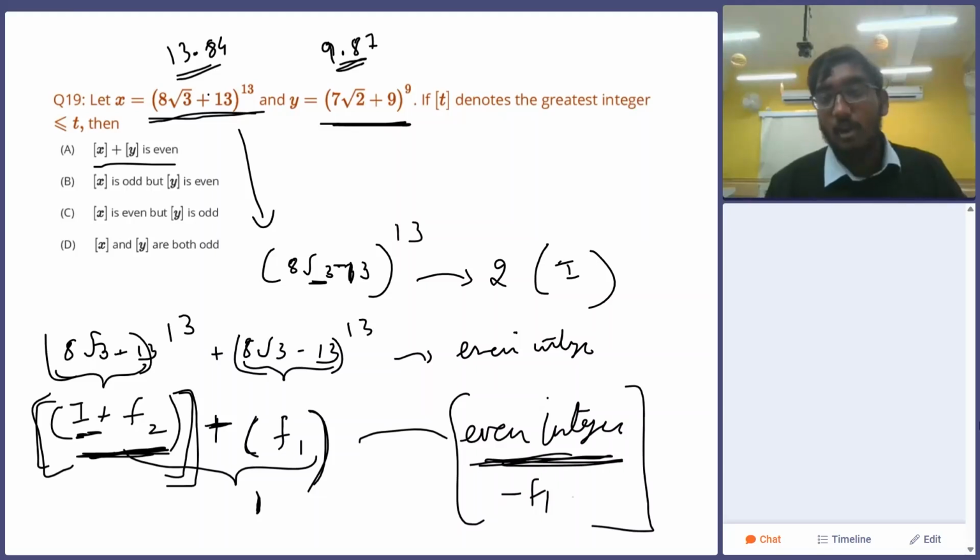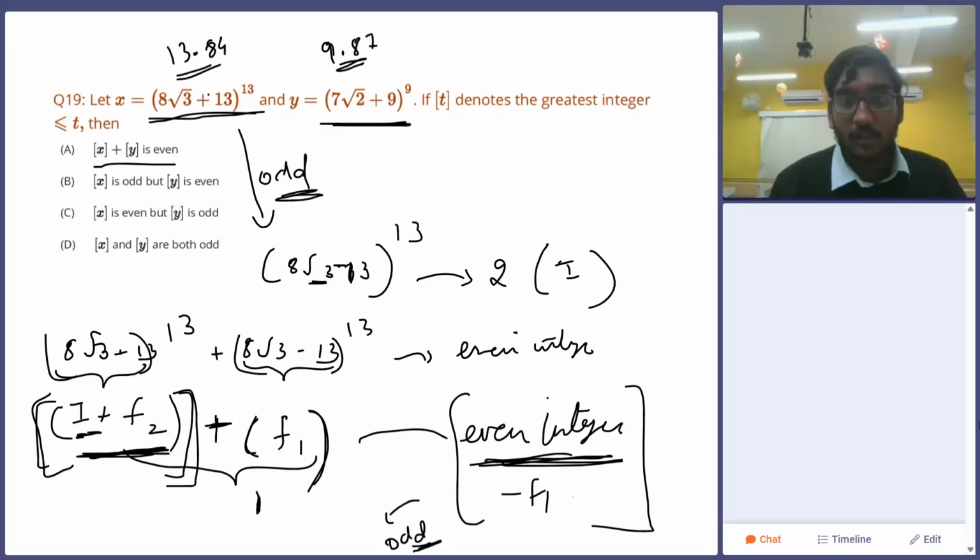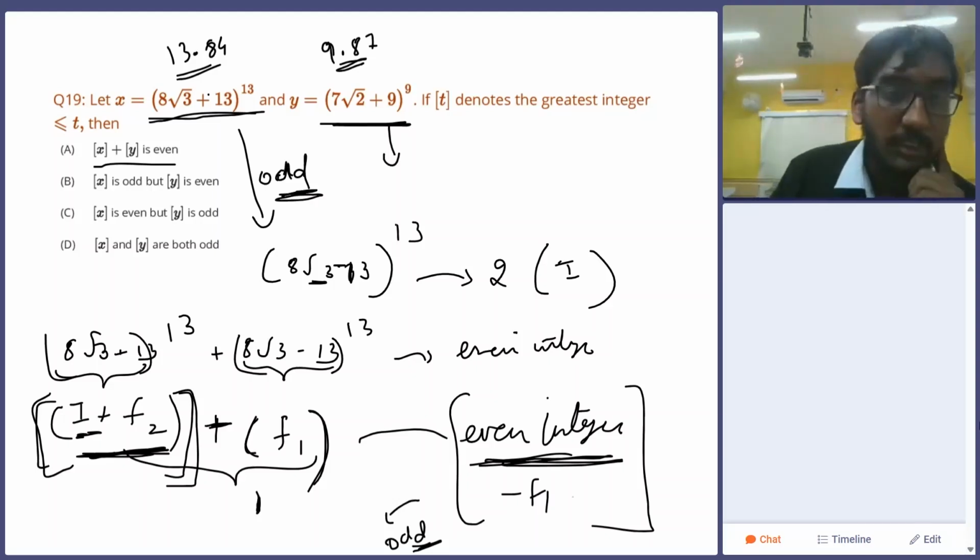So it will clearly be what? Even integer minus f1, then the integral part of that will give an odd value. So basically this particular value is odd. And what about this, 7 root 2 plus 9 whole power 9?